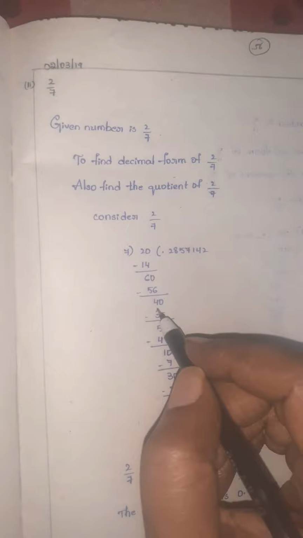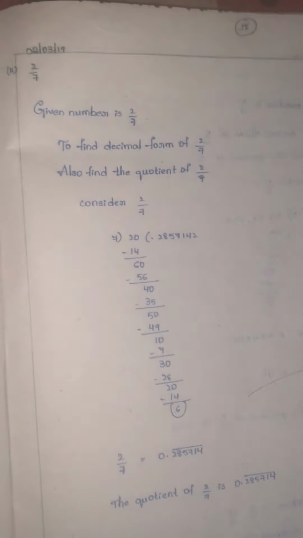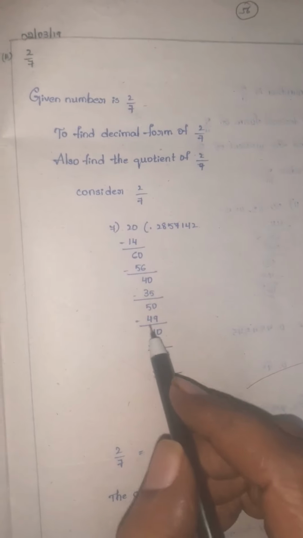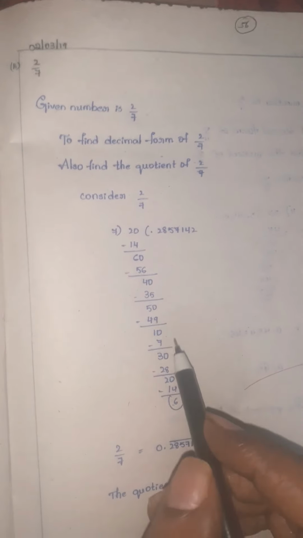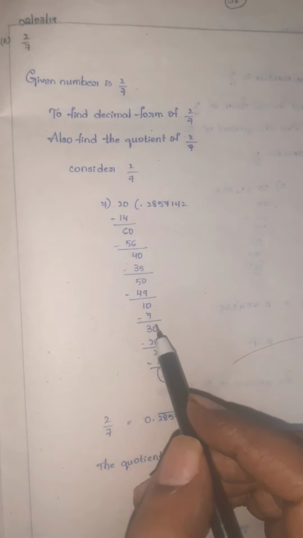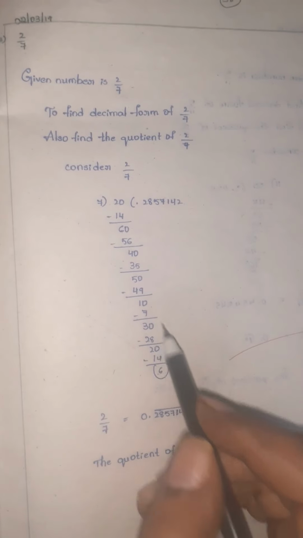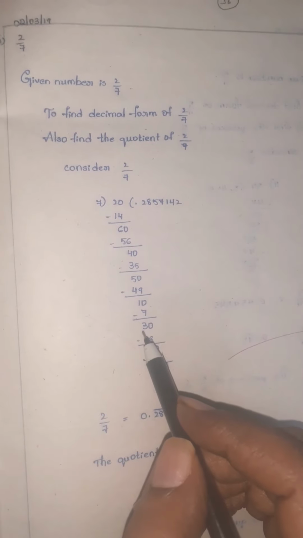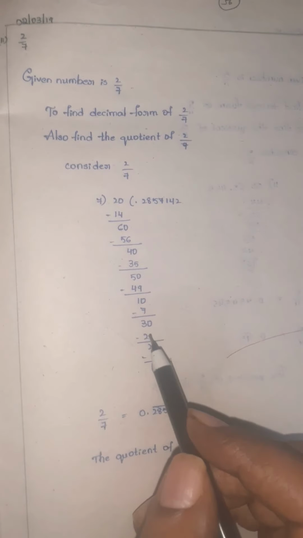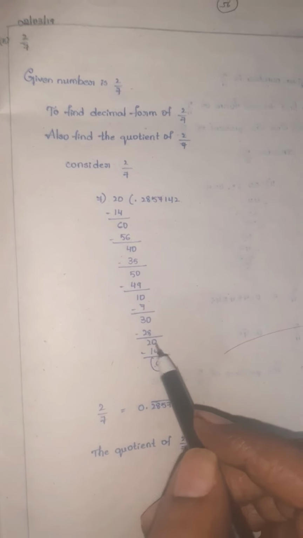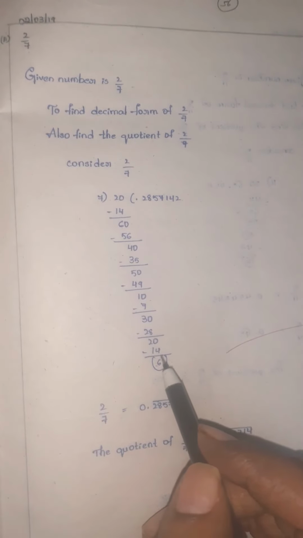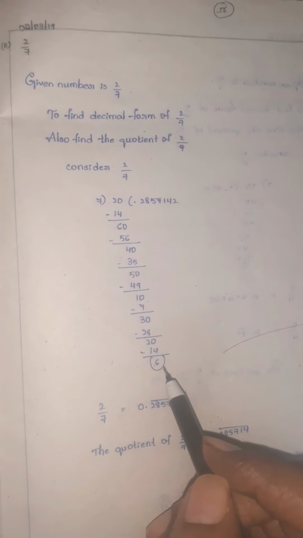60 minus 56 is 4. If we are taking 0, 7 5s are 35. So 40 minus 35 means 5. Again 0. 7 7s are 49. The remainder is 1. Again if we are taking 0, 7 1s are 7. Again the remainder is 3. If you take 0, 7 4s are 28. So 30 minus 28 is 2. Again take 0. 7 2s are 14. 20 minus 14 is 6.